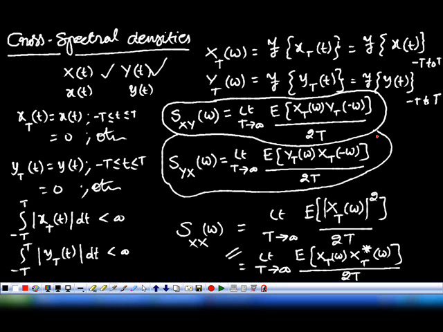We have the sample function y of t, the capital Y of t, that is truncated to minus T to plus T. Then we are letting the two functions be absolutely integrable over the interval minus T to T. Then the Fourier transform of those two functions exists. The Fourier transform of x_T(t) is X_T(omega). The Fourier transform of y_T(t) is Y_T(omega). Then the cross power spectral density of the two processes is given by those two equations.